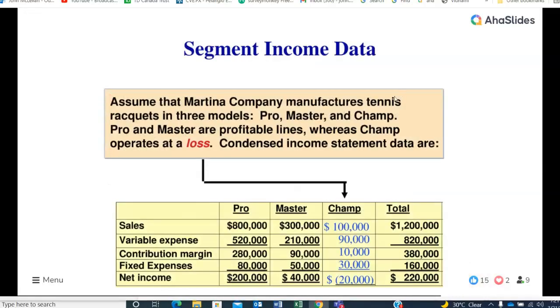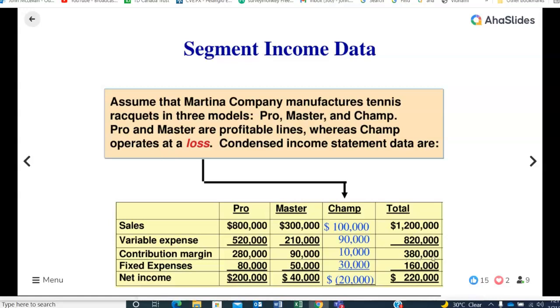Okay, assume Martina Navratilova, I don't know if you remember her, company produces tennis rackets, three models, Pro, Master, and Champ. Pro and Master are profitable lines, whereas Champ is unprofitable. How did they determine that? Well, let's go through it. Sales, of course, sales is cash in. 800,000 for Pro, 300, that's accurate, and 100,000 Champ. Those costs are directly related to those three products.